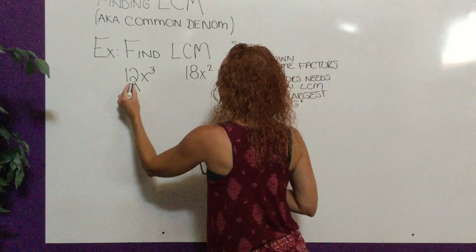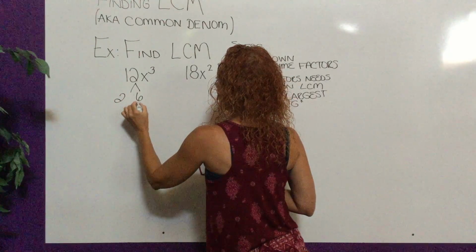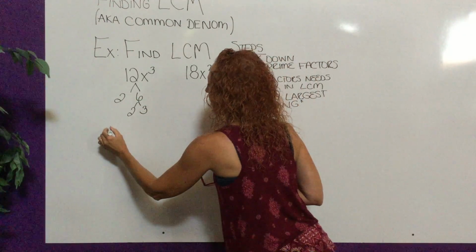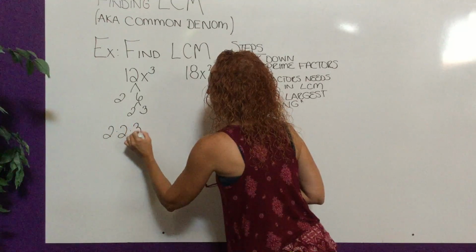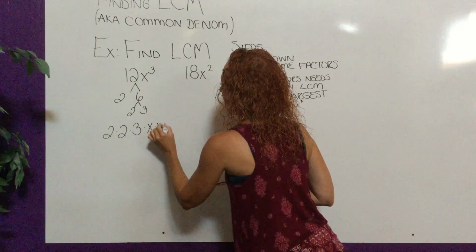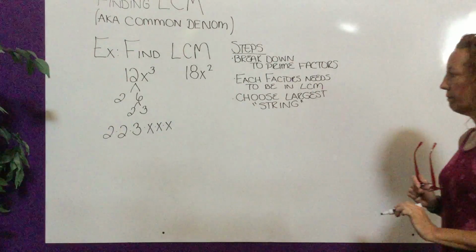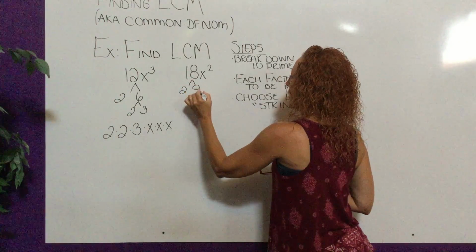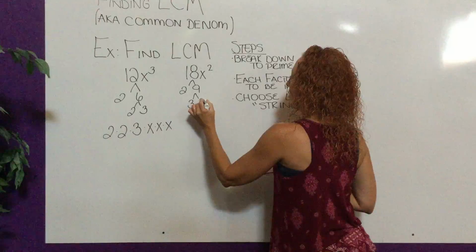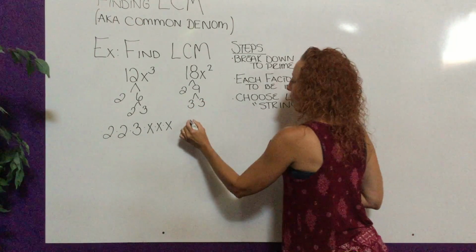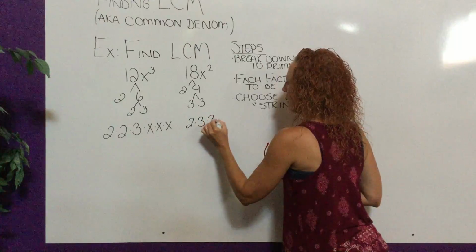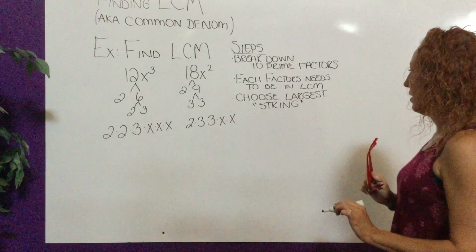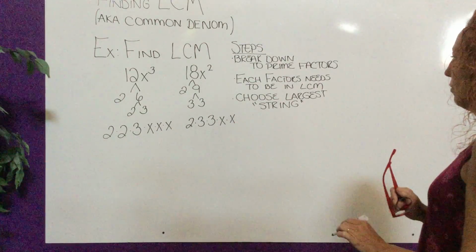We'll break this one down. 12 is 2 times 6. 6 is 2 times 3. And so 12 can be rewritten as 2 times 2 times 3. And then if I break the x's down, it looks like that. On the other side, 18 is 2 times 9. 9 is 3 times 3. And so 18 can be written as 2 times 3 times 3, and then I can do x times x to represent x squared.